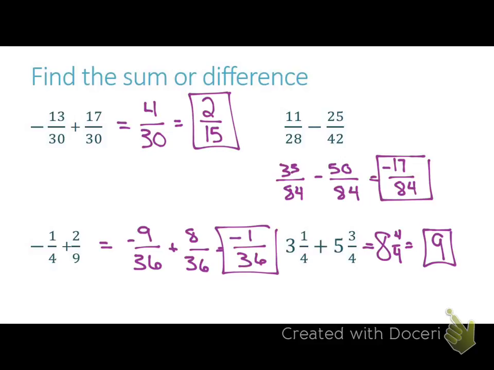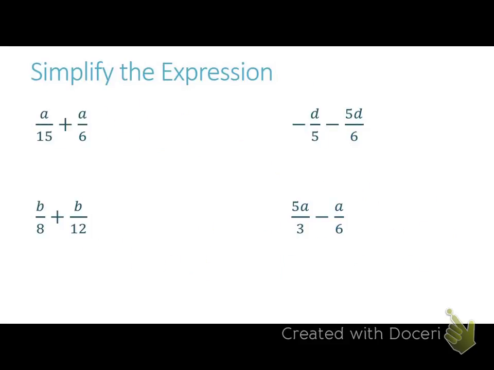Then we're going to simplify expressions. Now here, I still have to find LCD, but now I just have variables in the mix. Remember, when I'm adding and subtracting, I don't do anything with the exponents of these variables. I'm simply keeping the common variable and adding or subtracting the numbers. Go ahead and simplify each one of these expressions by first finding the LCD.